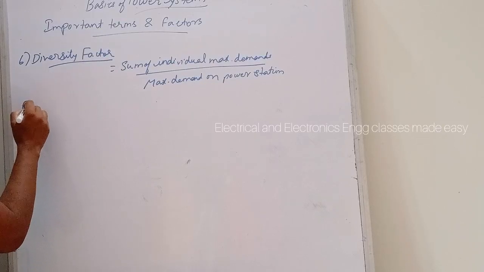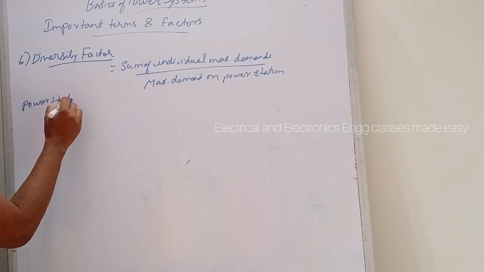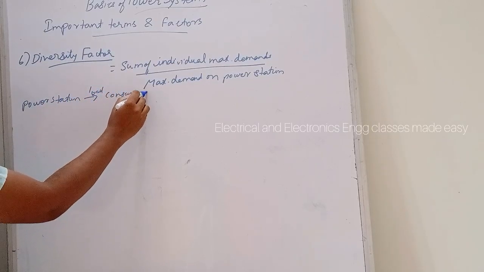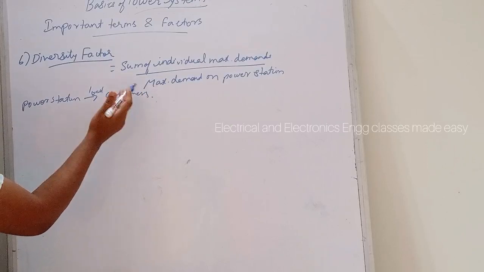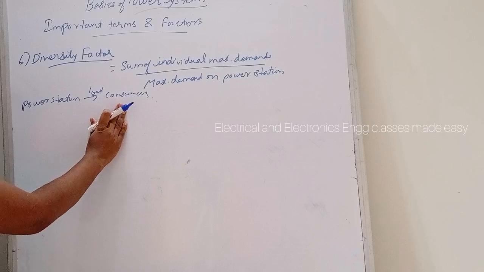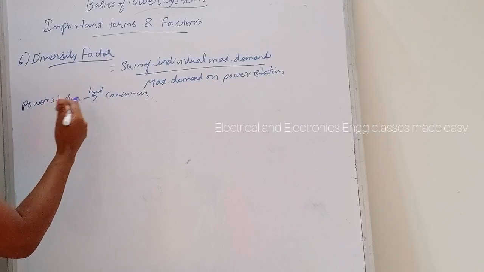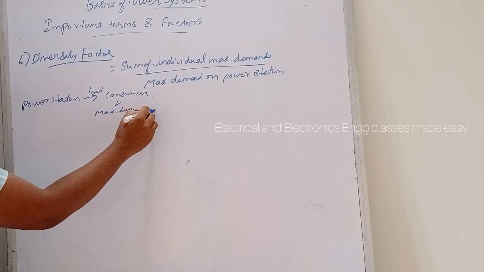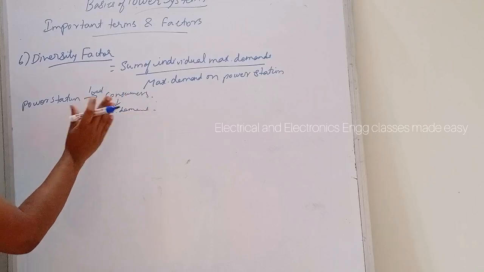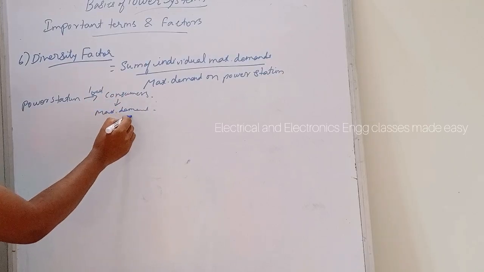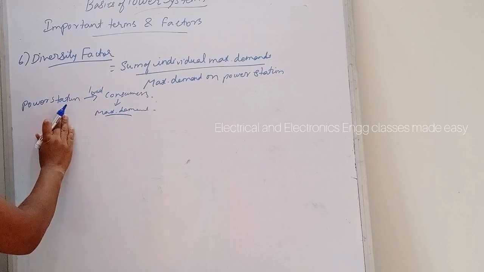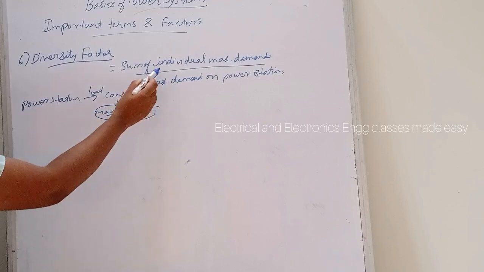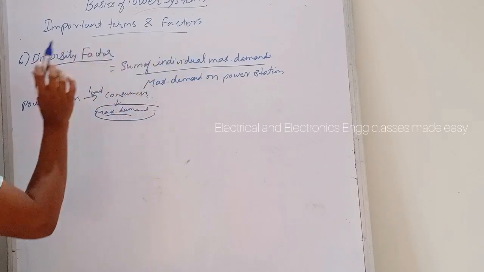So a power station supplies load to various consumers, and these consumers' maximum demands generally do not occur at the same time. So each consumer's maximum demand does not occur at the same time. Therefore, the maximum demand on the power station is always less than the sum of individual maximum demands of the consumers.